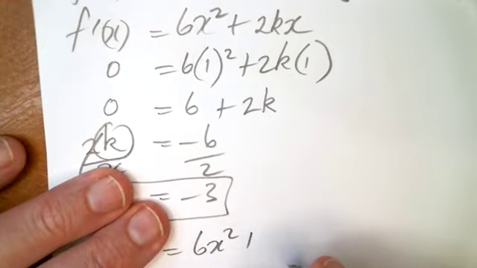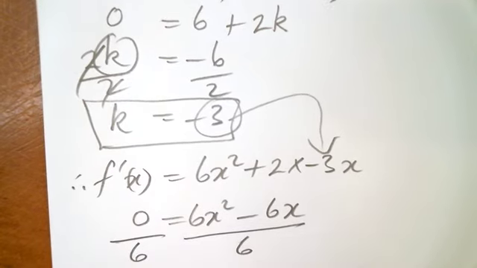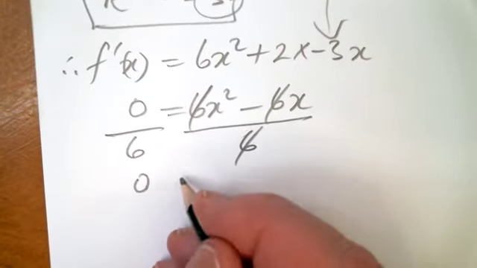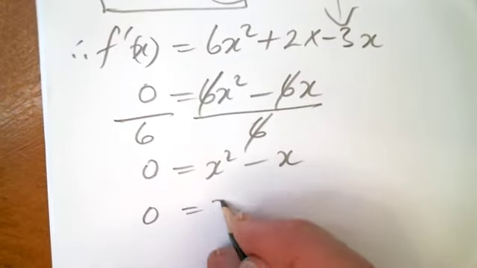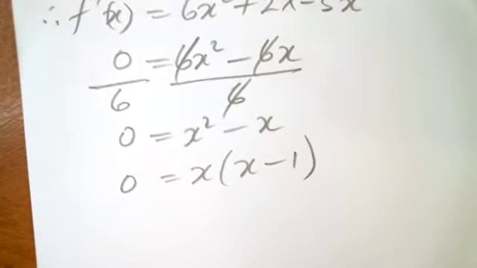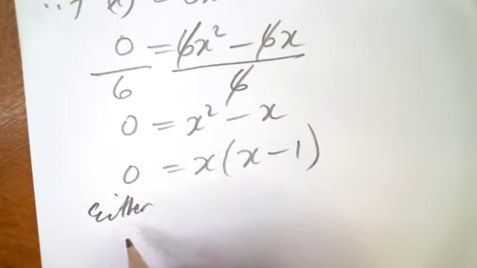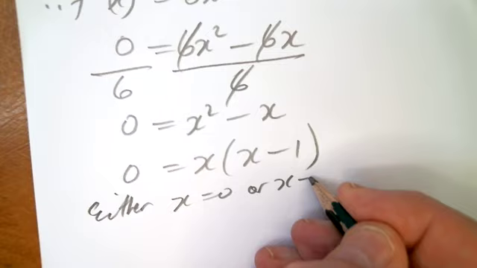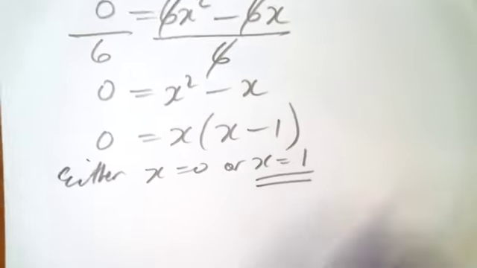Now let's factorize. First, I'm going to divide everything by 6. So it becomes 0 equals x squared minus x. If I factorize that, I get 0 equals x times (x minus 1). So this is for the turning point, when the gradient m is equal to 0: either x is equal to 0 or x is equal to 1. There's our x is 1, and we knew that from the start, we were told x is 1. But what's the other one? The other point must be 0.